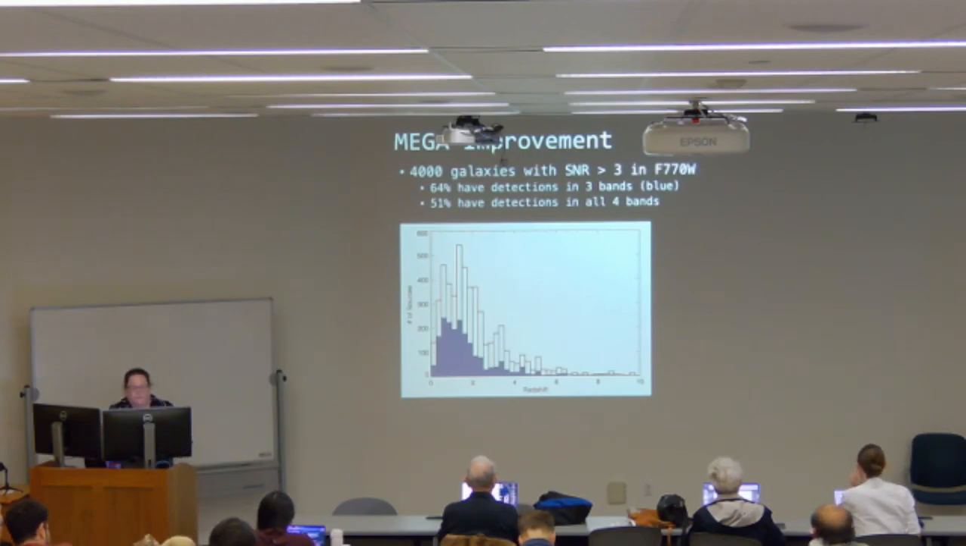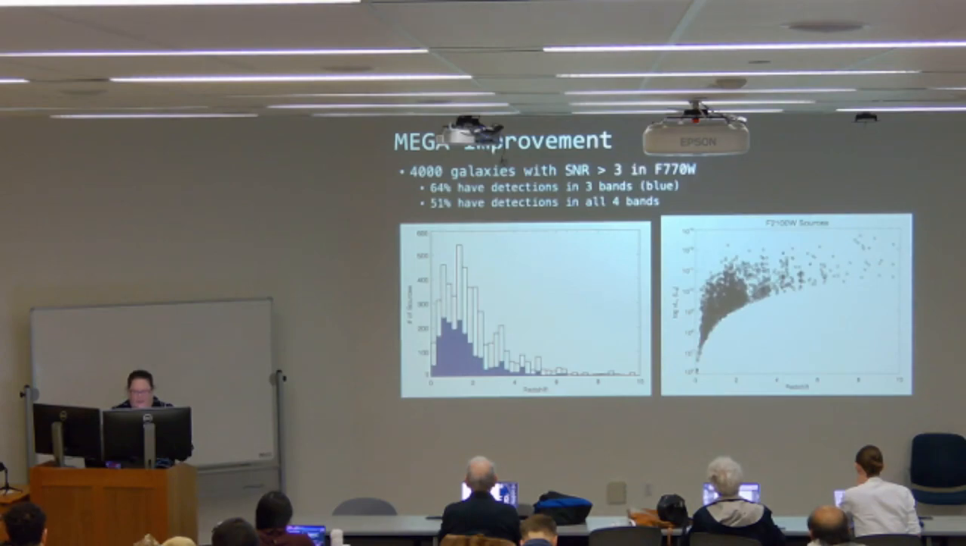So 64% of our galaxies have detections in 3 bands. Those are the blue. So again, we're not biased with redshift. They're pretty evenly distributed. 51% of our galaxies have detections in all 4 bands. And so now we can look at that luminosity and redshift distribution again.